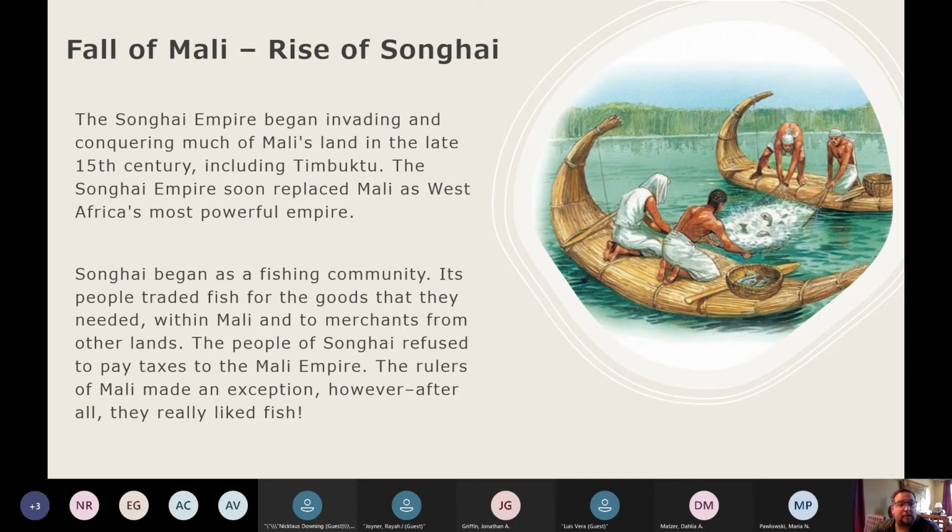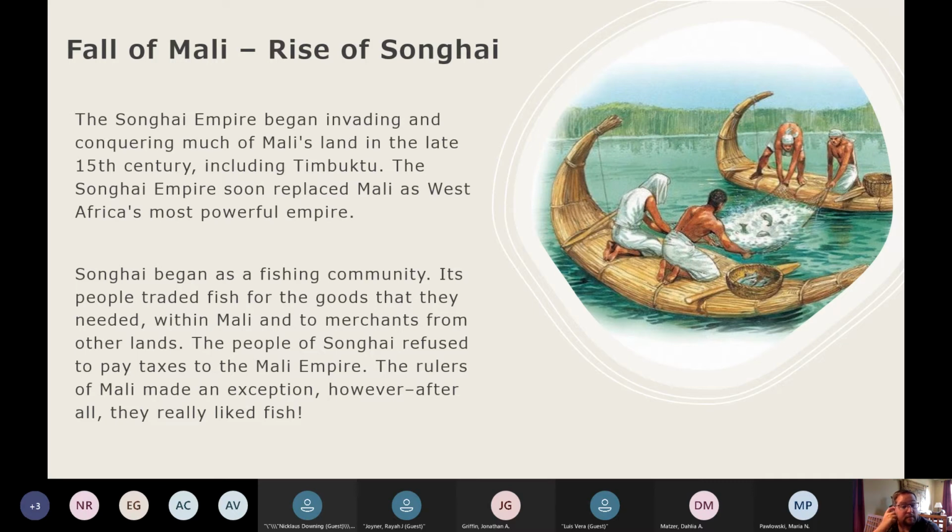So the fall of Mali and the rise of the Songhai. The Songhai Empire began invading and conquering much of Mali's land in the late 15th century, including Timbuktu. The Songhai Empire soon replaced Mali as West Africa's most powerful empire. They began as a fishing community, and its people traded fish for the goods that they needed with Mali and its merchants from other lands.